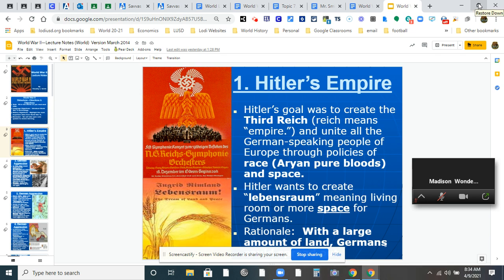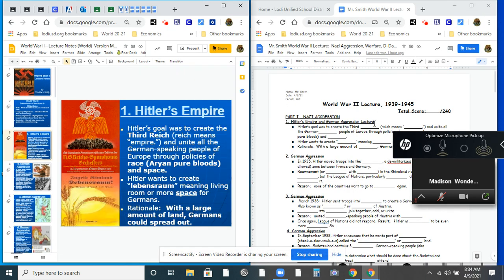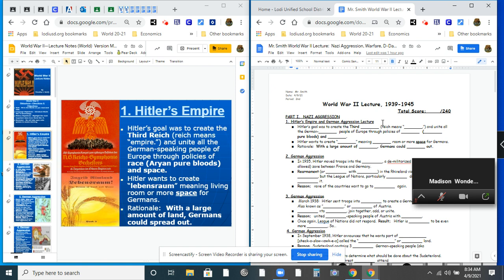All right, so one bullet, one note. That's what I believe in. So go ahead and fill in the missing blanks. Add in Reich, add in empire, which means empire.